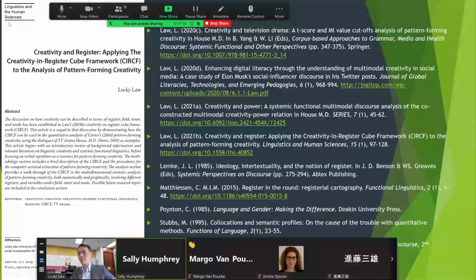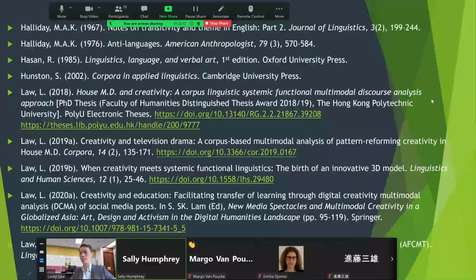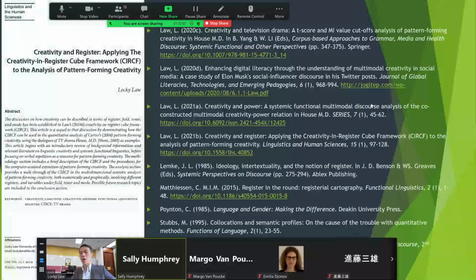Wonderful. Thank you. And thank you very much for referencing Kate Poynton's work. It's a lovely memorial to her, as you know, she died this year. I love her work on tenor. It was very, very good.